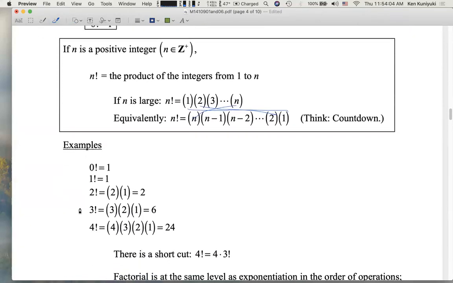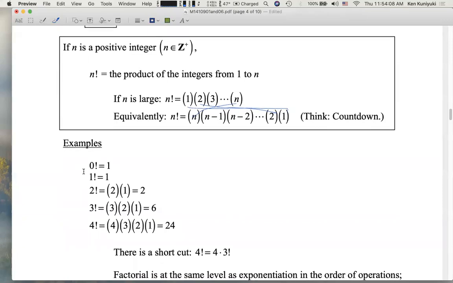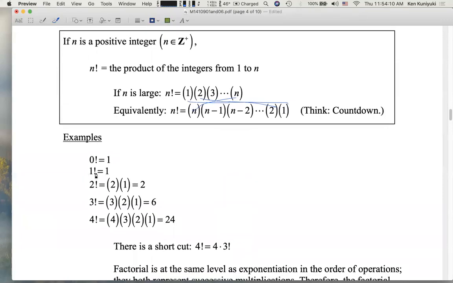Examples. 0 factorial is 1, remember? That makes the formulas consistent in this section. 1 factorial is 1. 2 factorial is 2 times 1, or 2. 3 factorial is 3 times 2 times 1, or 6. 4 factorial is 4 times 3 times 2 times 1, or 24.